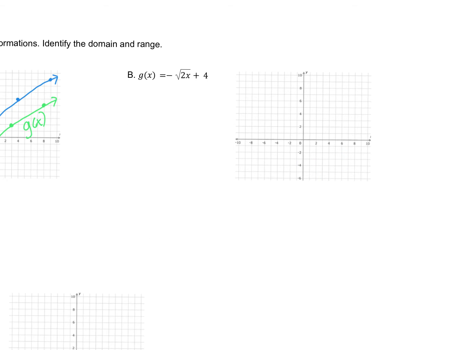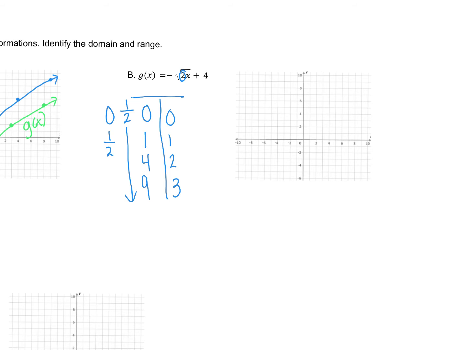All right, so for this guy, we are going to pick those parent points of 0, 1, 4, 9, square root those to get our y's. Now we see that we have a horizontal shrink by a half, so we're going to multiply all of our x's by a half. Oops, excuse me, that's not 3, it's 4.5.